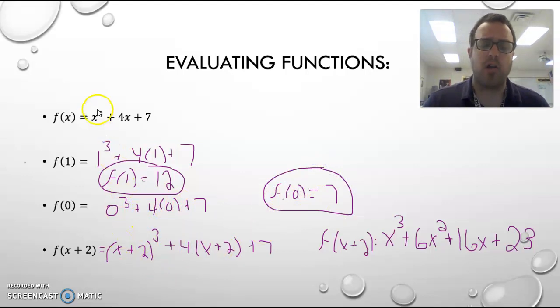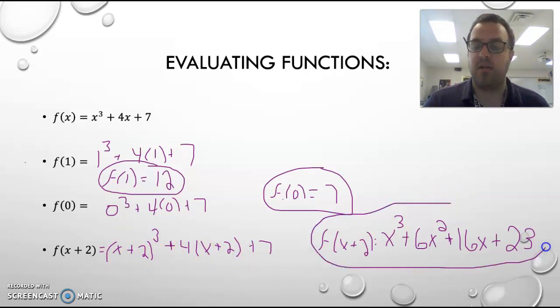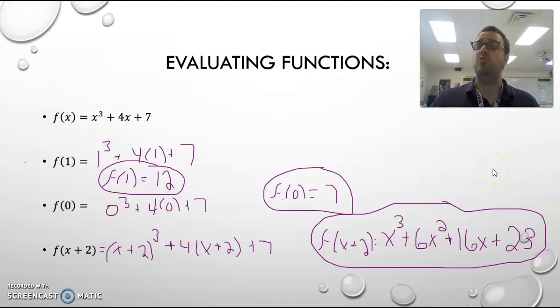The last one's a little bit harder. I put x plus 2 in for x, so I replaced it there. And then I had to FOIL out this cube and then multiply, distribute this 4 through. And I ended up with x cubed plus 6x squared plus 16x plus 23 as my answer. So yeah, I got a new function by plugging in that x plus 2 in for x and seeing what that did to my equation there, all right?